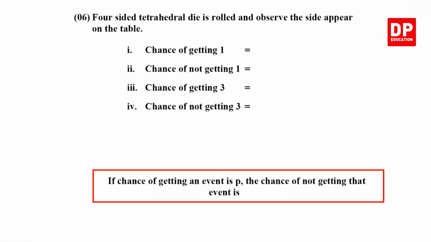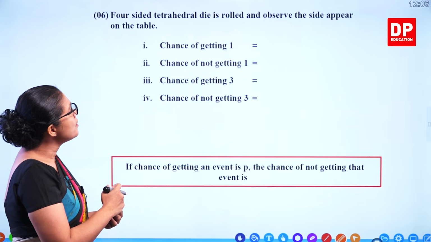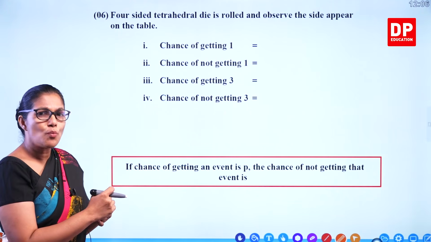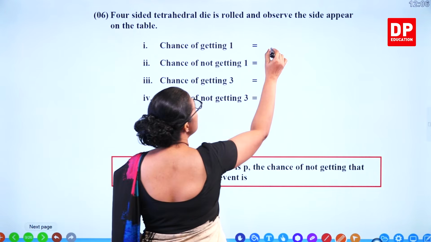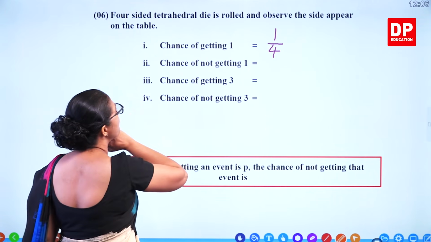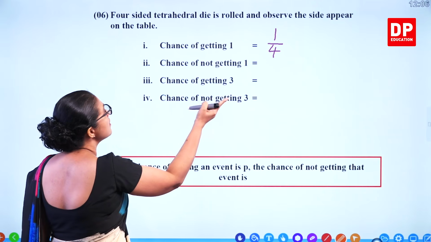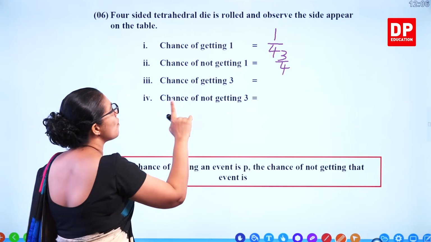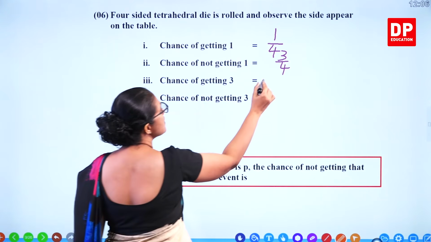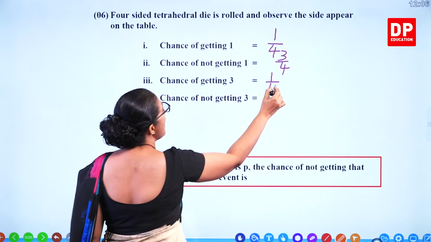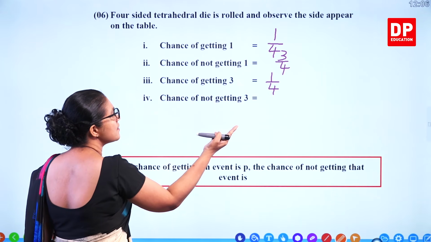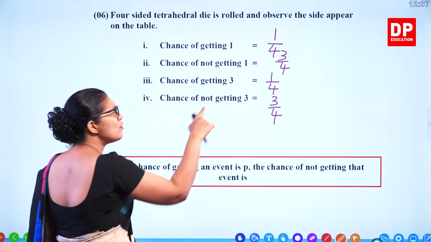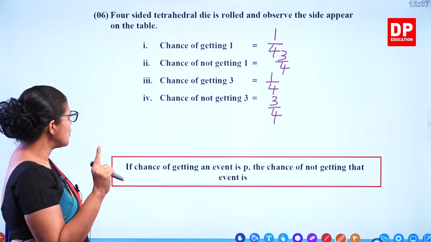Now look at this one. A 4-sided tetrahedral die is rolled and we observe the side that appears on the table. What's the chance of getting 1? Out of 4 possibilities, the chance is 1 over 4. The chance of not getting 1 is all the other 3 possibilities, 3 over 4. The chance of getting 3 is 1 possibility out of 4. And what's the chance of not getting 3? The other 3 possibilities. So when you look at all these fractions, what did you observe?